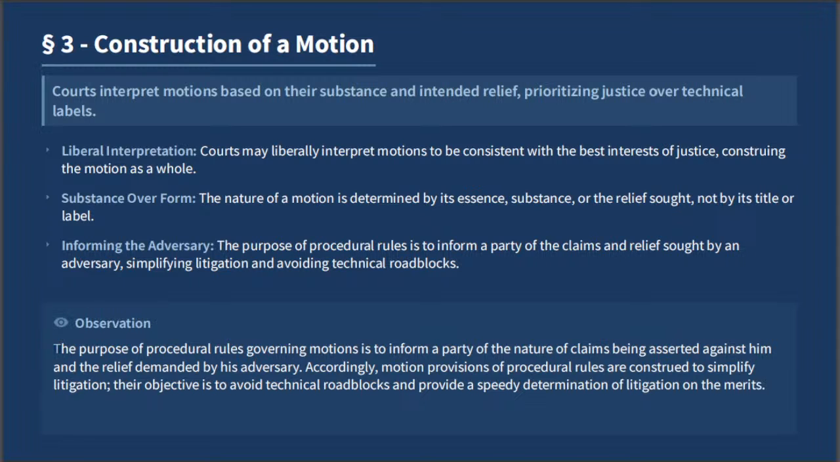The observation is the purpose of procedural rules governing motions is to inform a party of the nature of claims being asserted against him and the relief demanded by his adversary. Accordingly, motion provisions of procedural rules are construed to simplify litigation. Their objective is to avoid technical roadblocks and provide a speedy determination of litigation on the merits. So that's their objective, to provide a speedy determination of litigation on the merits.